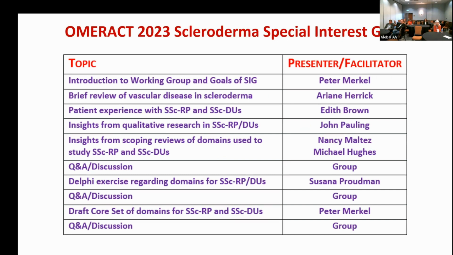And then we're going to have a discussion on the work we've done up till then. Dr. Proudman is going to talk to us about the Delphi work that we've completed. And then I'm going to show you our draft core set for domains, because we've actually made it all the way to the core set. And surprisingly, we did this according to all the rules of OMERACT. Not sure how that all happened, but that's where we're at.